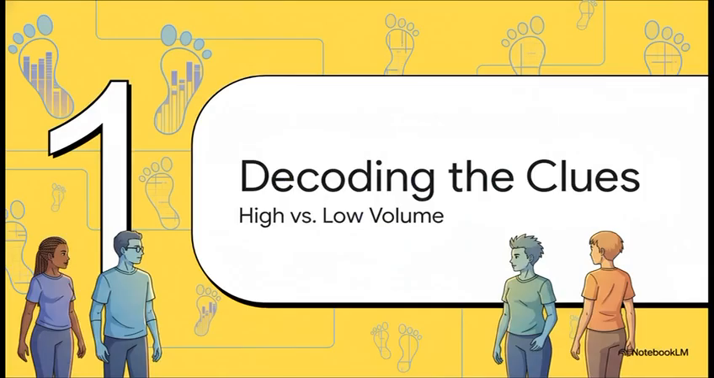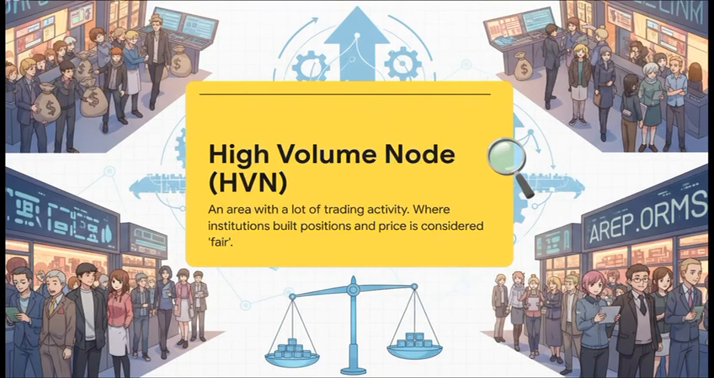So, how do we actually decode these clues? Well, these footprints really come in two main shapes: areas with high volume and areas with low volume. Understanding the difference between the two is basically the key to this whole thing. First, you've got your high volume nodes, or HVNs. Think of these like a super busy, popular marketplace. These are price zones where a ton of business got done. Buyers and sellers totally agreed on the value here, and you can bet that big positions were being built. The market really likes these areas. It sees them as fair territory and often comes back to visit.